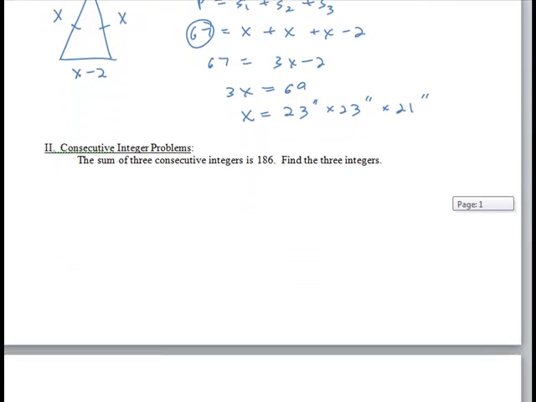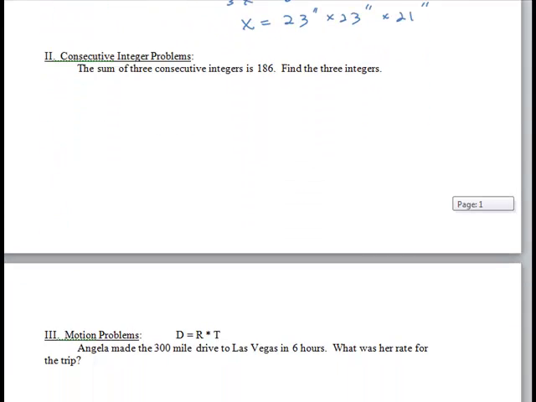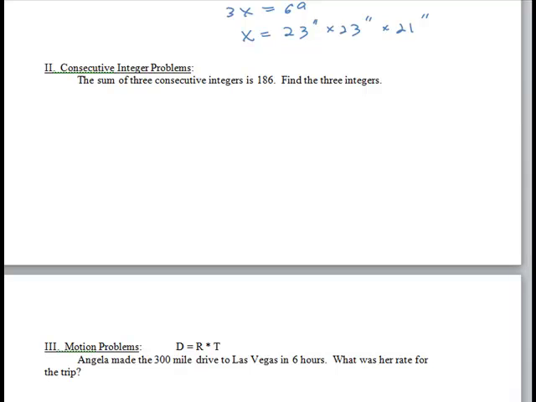The next type of application problem that can be categorized into a specific type is what's referred to as a consecutive integer problem. We know what integers are, positive and negative whole numbers. In other words, all your numbers not including decimals or fractions. So what we're asked to find here are consecutive integers. Could be 2, could be 3, could be 4 consecutive integers, could be consecutive even integers, consecutive odd integers, whatever the case may be.